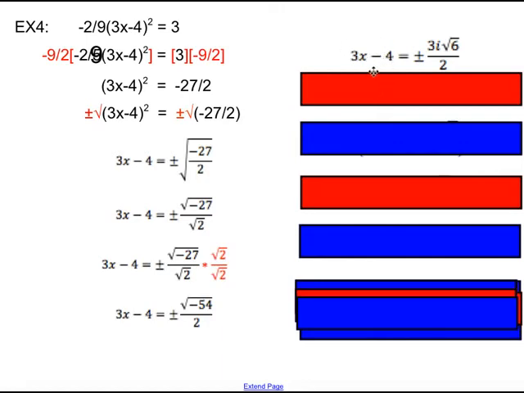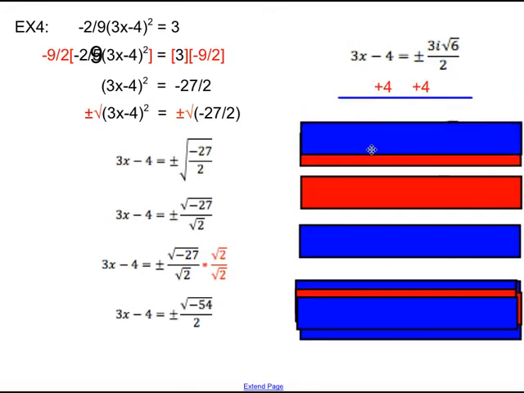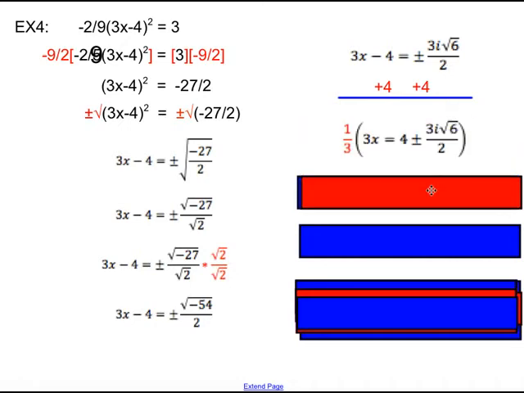Well, now if I wanted to solve this simple two-step problem, I have to add 4. But if you remember, this is an imaginary number over here, so we can't add a real number to an imaginary number. So here's where I put 4 plus or minus 3i square root of 6 over 2. Now to get rid of the 3, we're going to divide both sides by 3, which is the same thing as multiplying both sides by 1/3. Not forgetting that everybody gets the 1/3.